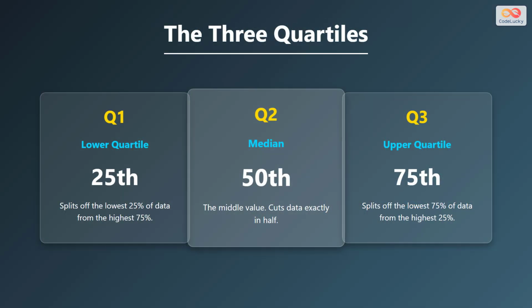There are 3 main quartiles we focus on. Q1 is the lower quartile, representing the 25th percentile. Q2 is the median, representing the 50th percentile. And Q3 is the upper quartile, representing the 75th percentile.